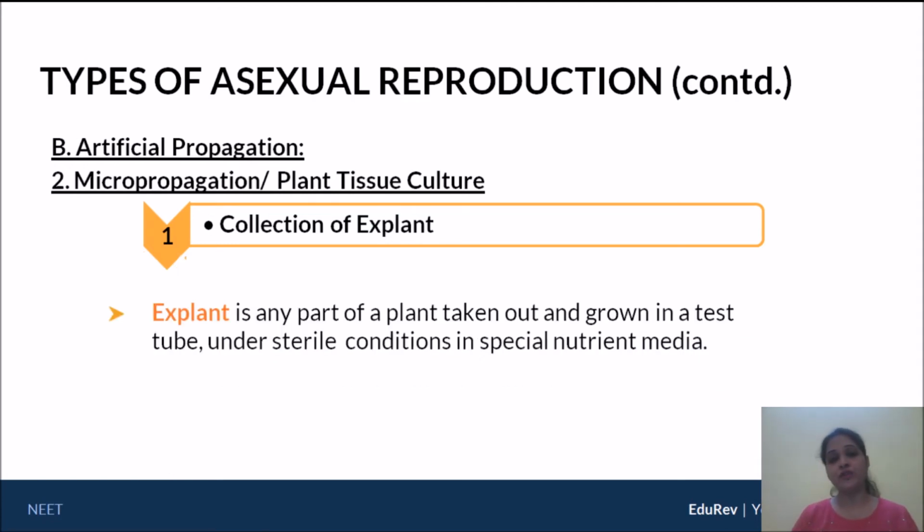The first is collection of an explant. What do we understand by an explant? Suppose you've got a plant that has really good properties and I want to create multiple plantlets from it. An explant is any small tissue taken from this good plant that we already have growing. Once removed, this explant must be maintained in sterile conditions, and you must be able to grow it in a test tube or a petri plate using good nutrient media. So an explant is any part taken from the plant and grown in a test tube under sterile conditions in special nutrient medium.